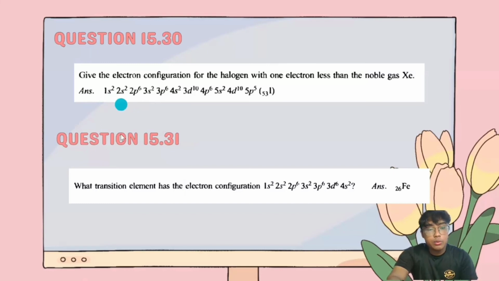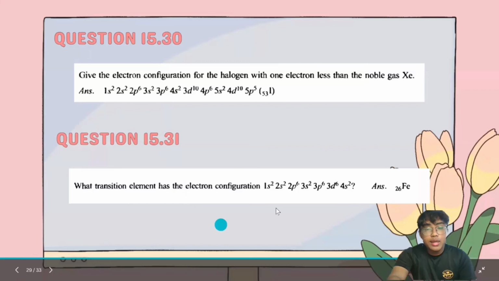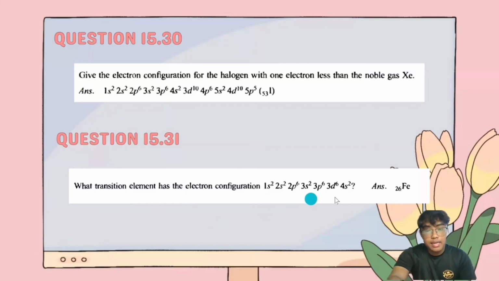Question 15.31. What transition element has the electron configuration 1s, 2s, 2p, 3s, 3p, 3d, 4s? So we have to count all of these and we will get 26. So when we look in the table, what has 26 electrons is barium.